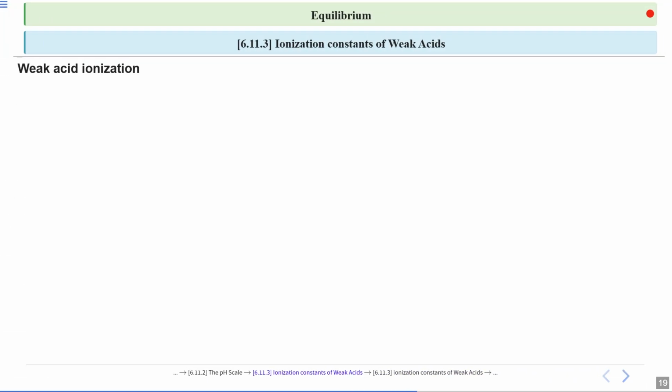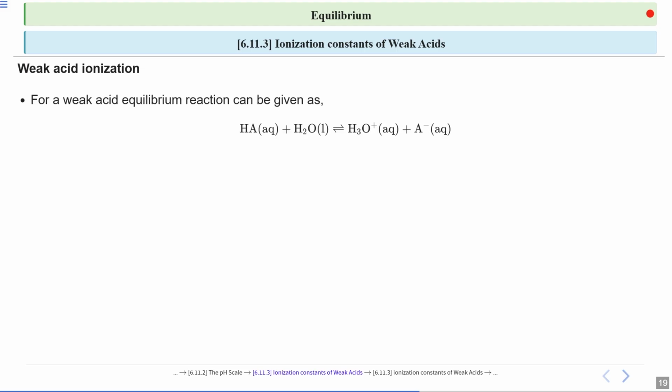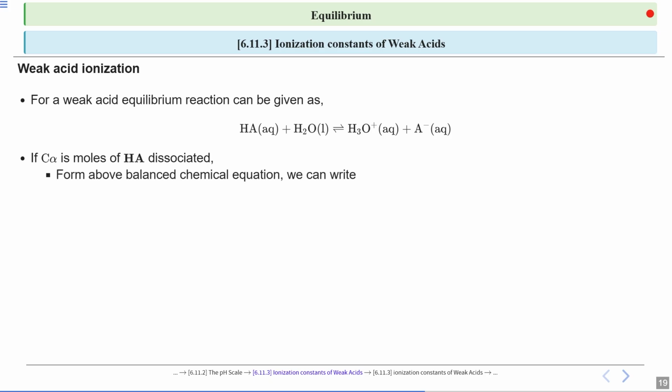Our next mission is to see what is the amount of product which is formed for H3O plus and A minus. How do we do it? So if we know that C alpha moles of HA is getting dissociated, then from the above balanced chemical equation we can easily say that the number of moles of H3O plus which is formed and the number of moles of A minus which is formed will be equal to C alpha.